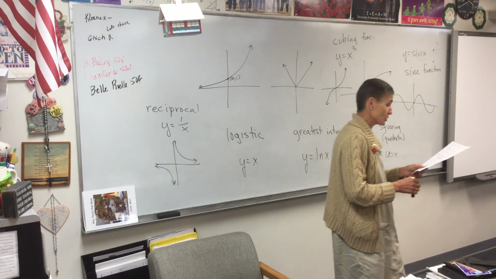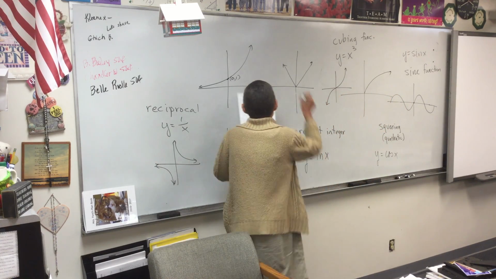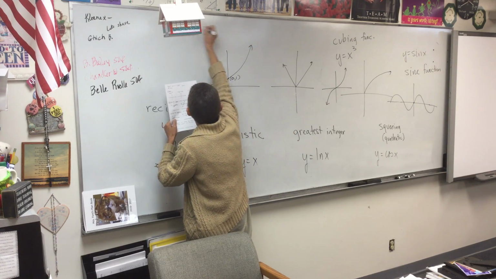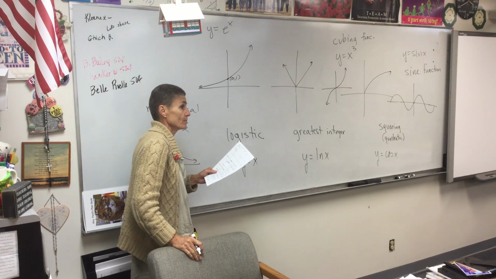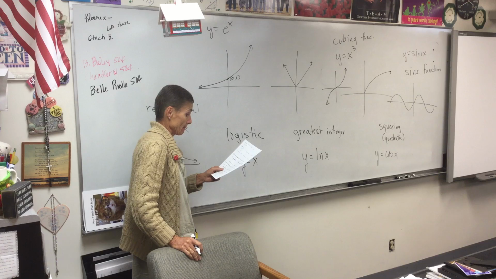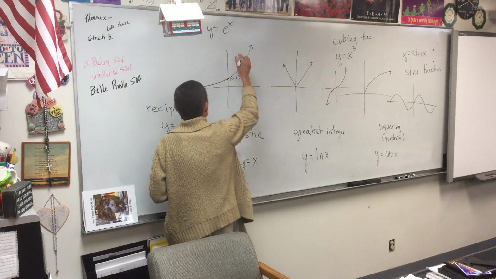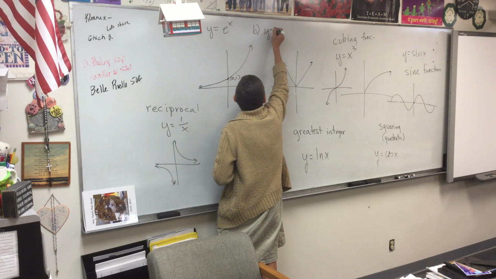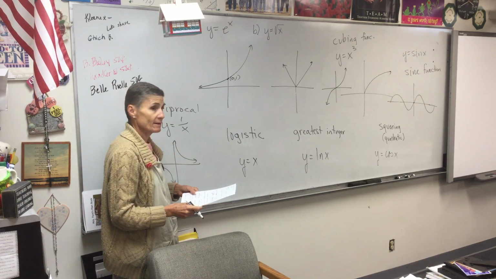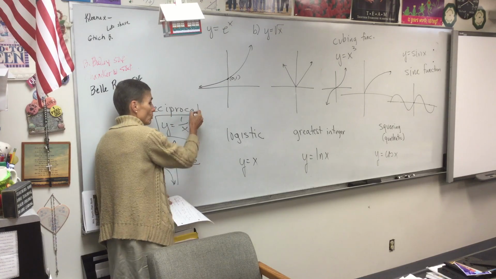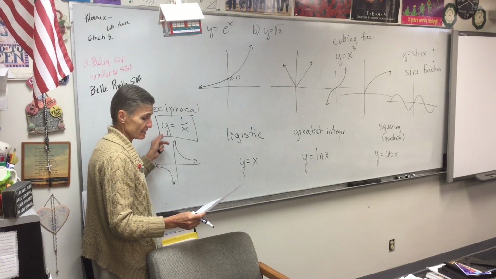Number 3, what are the equations? What's that first one? A, what is that? Y equals e to the x. So on this quiz, 3A is y equals e to the x. That is your exponential. That's your equation. How about B? Y equals the square root of x. That's your square root function. And what about C? Y equals 1 over x. That's your reciprocal function. This is C, right here, 3C.